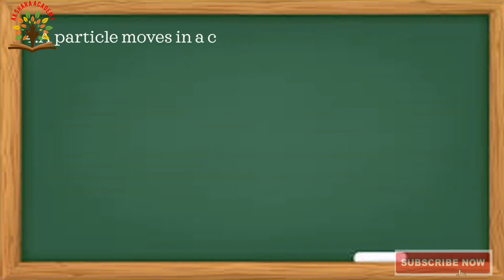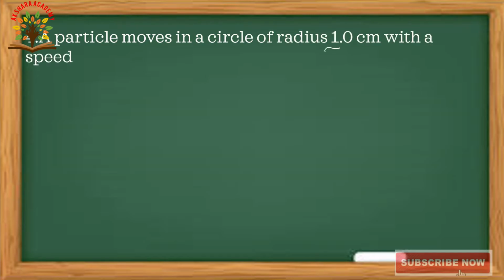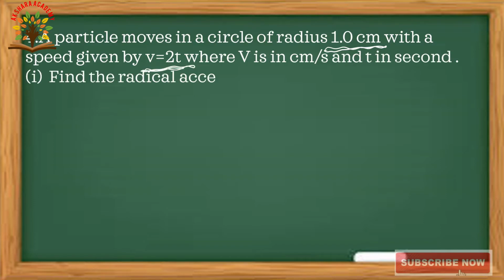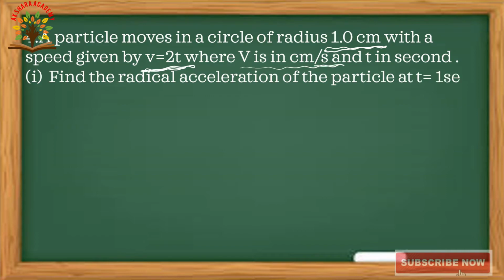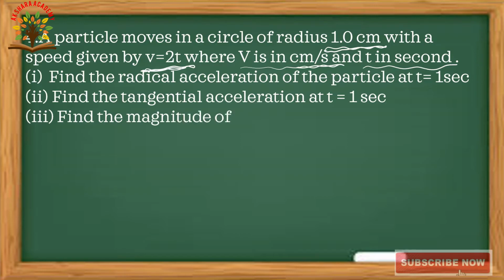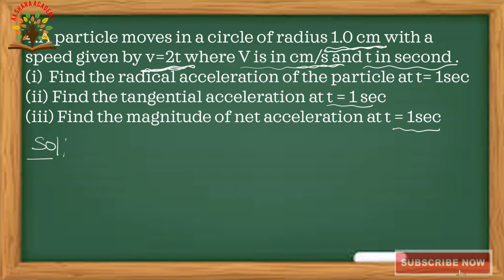Fourth question, a particle moves in a circle of radius 1.0 centimeters with a speed given by v is equal to 2t, where v is in centimeters per second and t is in seconds. Here they have given three questions. First, calculate the radial acceleration of the particle at t is equal to 1 second. Second, find the tangential acceleration at t is equal to 1 second. Third, find the magnitude of net acceleration at t is equal to 1 second. So let us go to the solution.